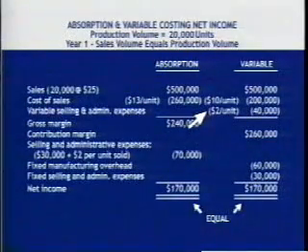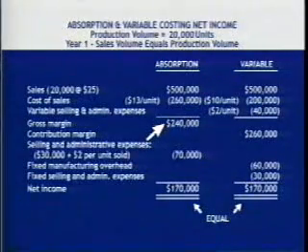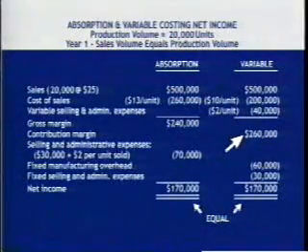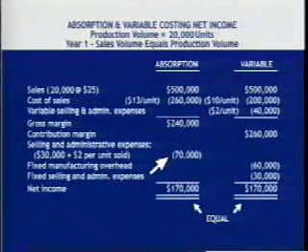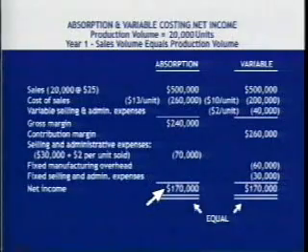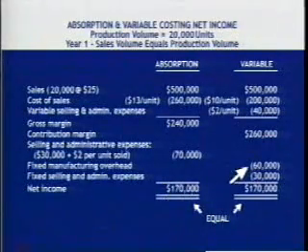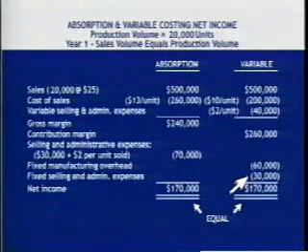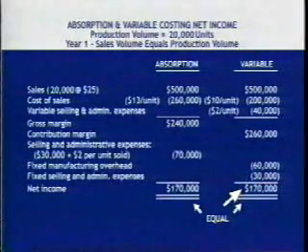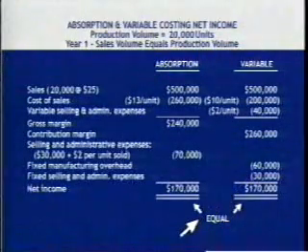Gross margin under absorption costing is $240,000, and contribution margin under variable costing is $260,000. All selling and administrative expenses reduce gross margin to arrive at absorption net income of $170,000. Fixed manufacturing overhead and selling and administrative costs reduce contribution margin to arrive at variable net income of $170,000. Net income is the same since sales and production volumes were the same. And in this example, there is no ending inventory on the balance sheet.